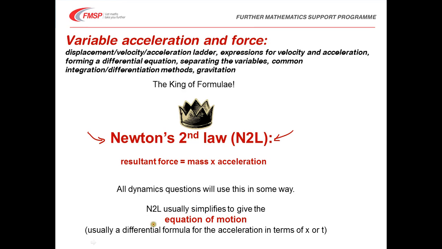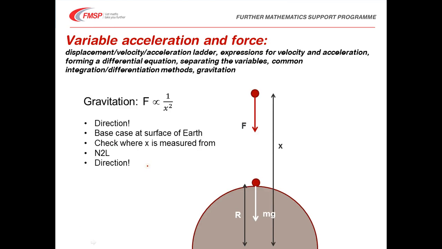Newton's second law then can be simplified to give an equation of motion. That's usually a differential equation for the acceleration in terms of x or t, which is then solved using integration of some kind. One specific case of variable acceleration and force that you need to be aware of is the concept of gravitation. So I have here a planet. It's usually the Earth, but not always.